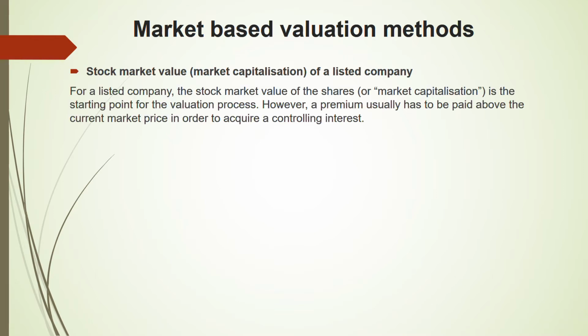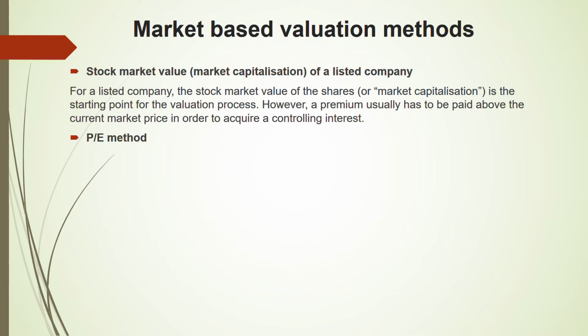Okay. So in stock market value, not much adjustment has to be done, like free cash flows and all. You can just take it and you can add a premium to it, right? It's not that you pay the actual price only. Whenever we buy a company, we always pay some amount of premium above that stock market value in order to acquire controlling interest there.